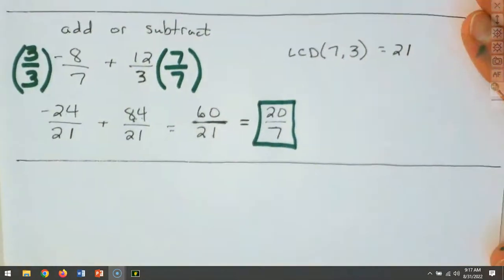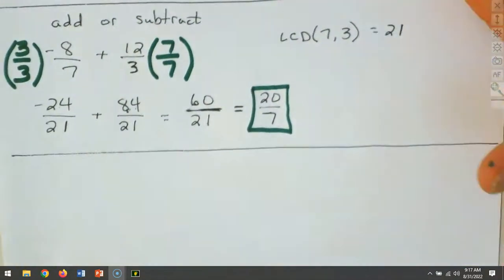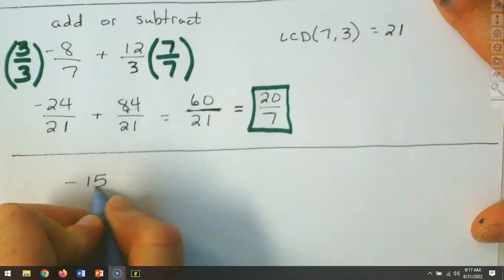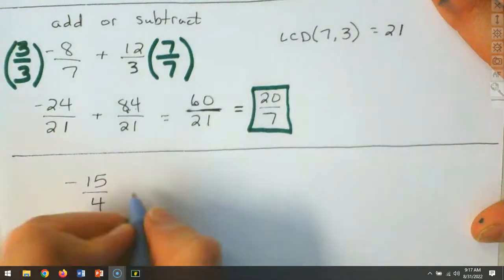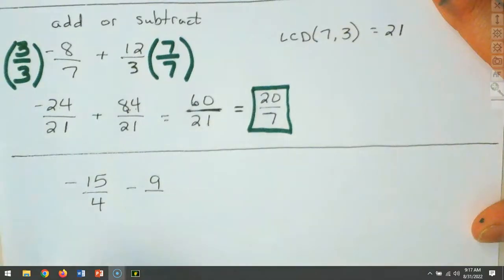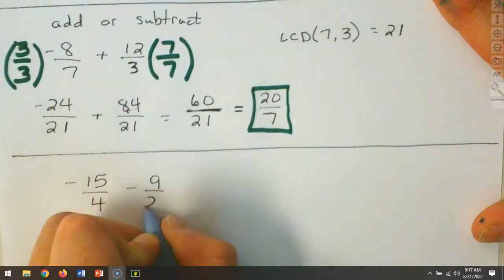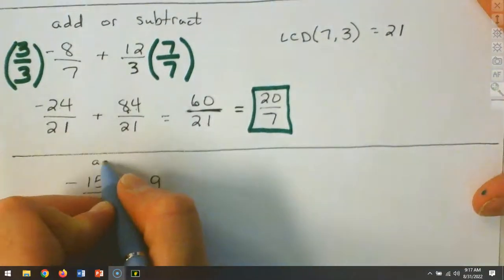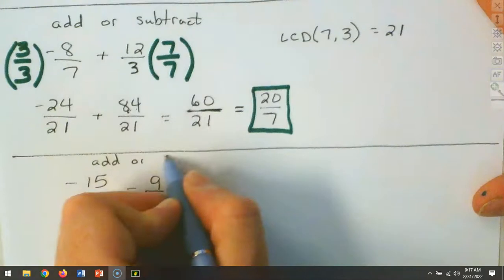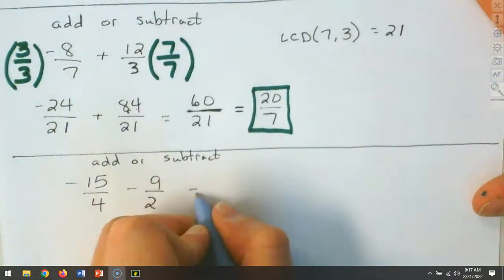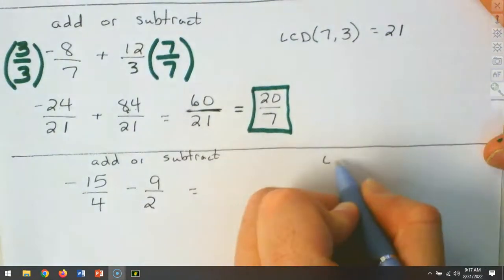Let's do another one. Then we'll talk about mixed fractions. How about minus 15 over 4 minus 9 halves? Same directions, add or subtract. We need a least common denominator.